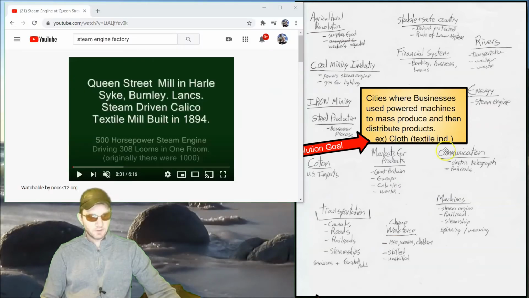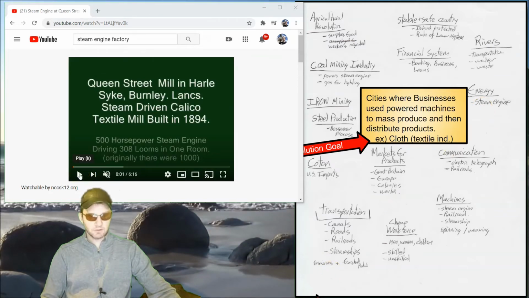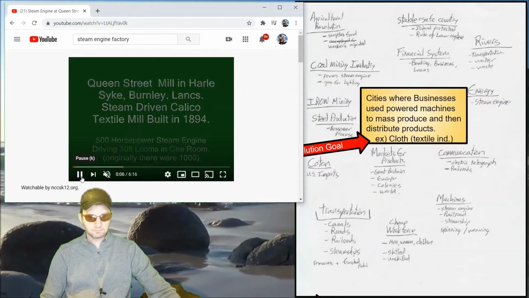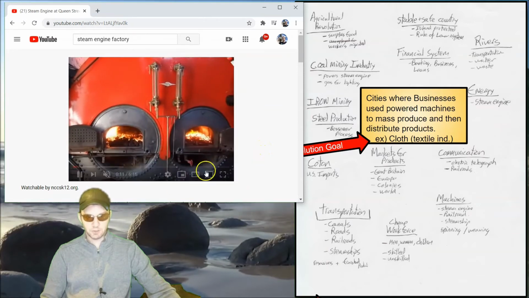So let me show you a little video of a steam engine working and actually running a factory, right? Okay, so this is going to be pretty close to how it was back then. All right, so you've got a big boiler to create the steam. You're going to shovel coal in.